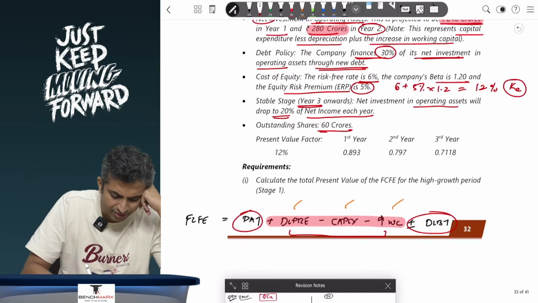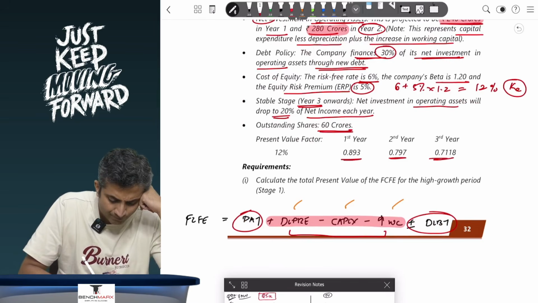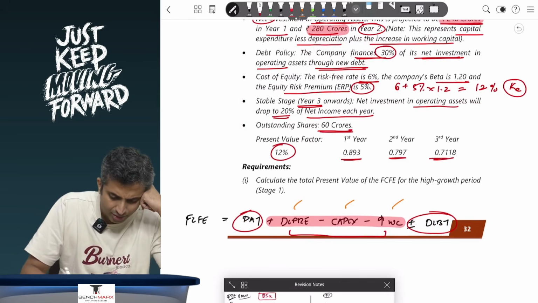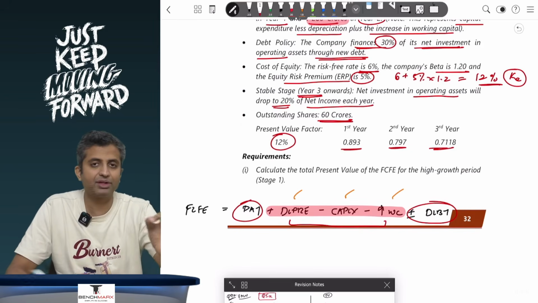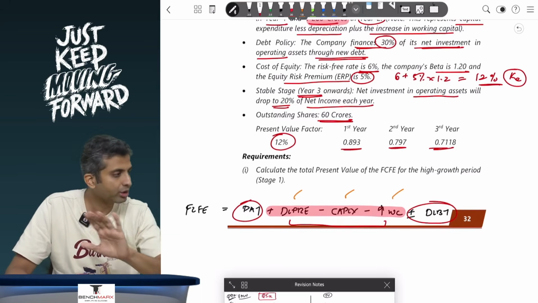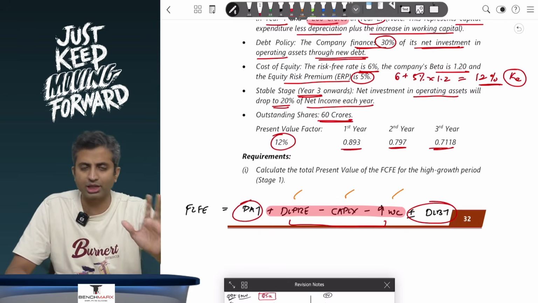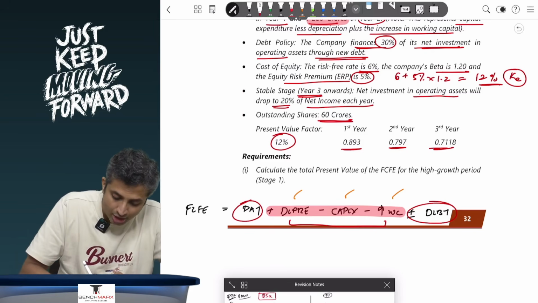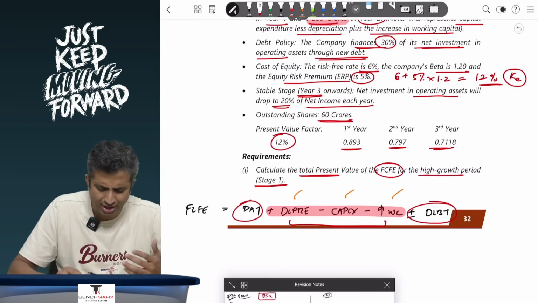And the outstanding shares are 60 crores. You have been given the present value factors at year 1, 2 and 3, and that is at 12%. So we have, let's say, the 12% value. KE, remember FCFE is to be discounted at KE. You might always say that I can sit and find a WACC. You don't need to go into that tangent because you are taking FCFE, and FCFE discounted at KE will give you the value of equity. You are required to find the total present value of the FCFE for the high growth period, that is just stage 1. So you just want to do stage 1, that should be easy.